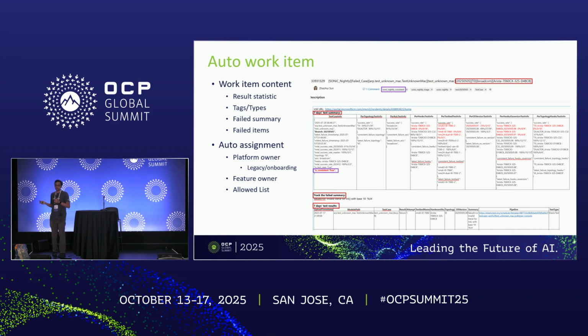We can also automatically assign the work item to someone based on where the test case failed. So based on what feature the test case is trying to test, as well as what platform it failed on, we can automatically assign this to the right person to look at.